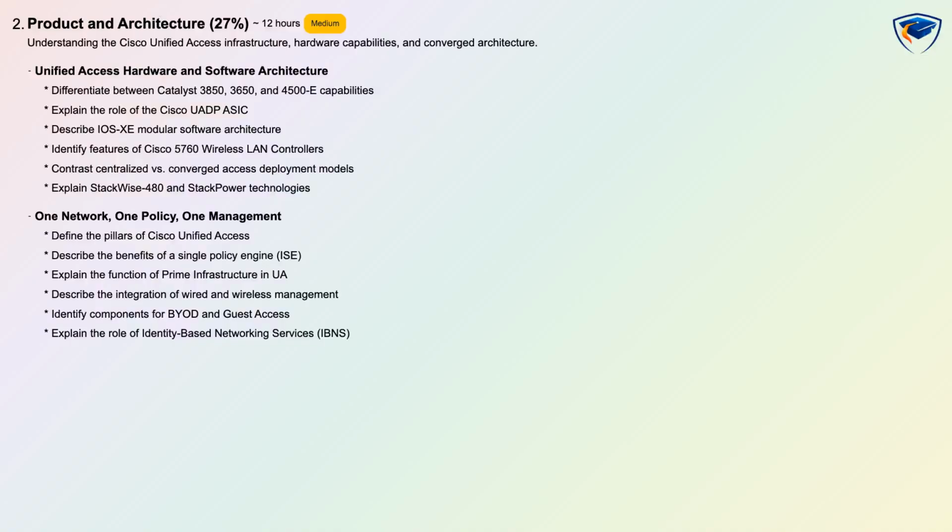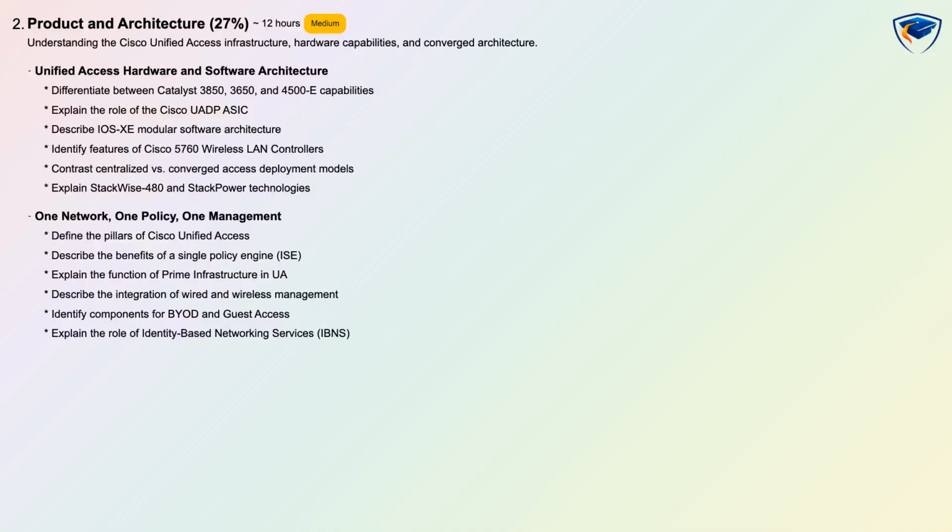Product and architecture makes up 27% of the exam, is rated medium, and expects about 12 hours of study with conceptual and scenario-based assessment. This domain covers the Cisco Unified Access Infrastructure, hardware capabilities and converged architecture so you can differentiate Catalyst 3850, 3650 and 4500E platforms and explain the role of the UADP ASIC.